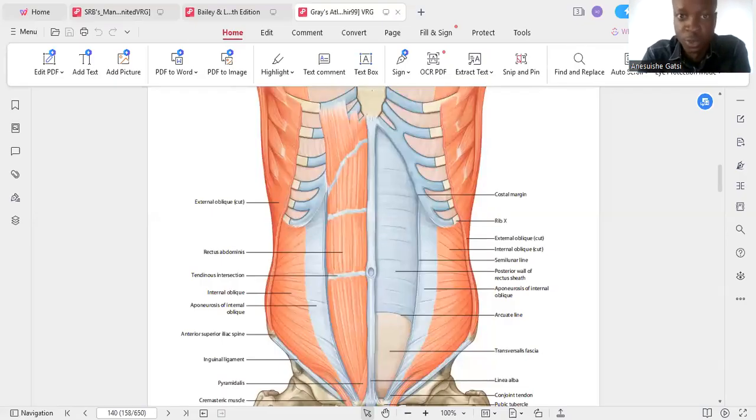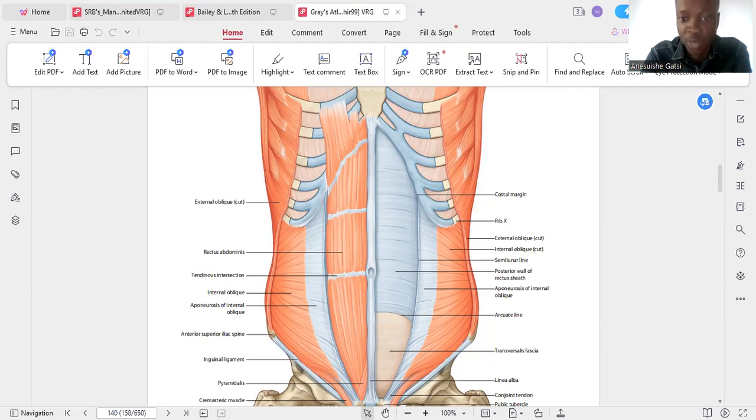Right, so this is your rectus abdominis muscle. It's a long strap muscle on the anterior abdominal wall. It's going to extend from the region of the symphysis pubis, going superiorly, where it's going to be wider above than it is below. It arises by two heads, a medial head and a lateral head.